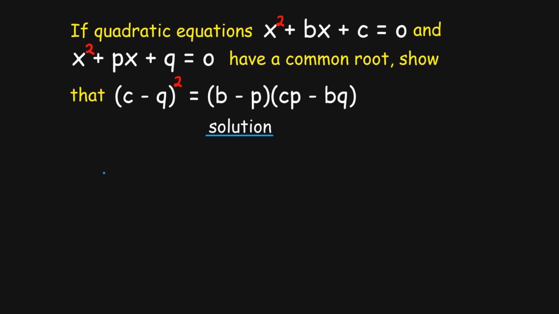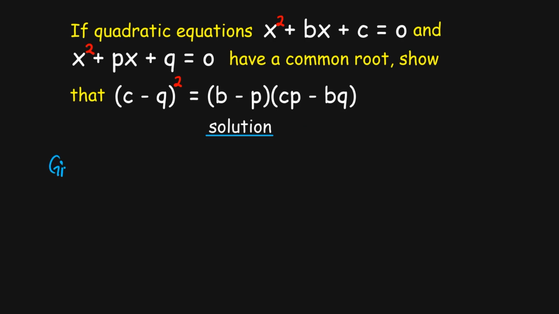Okay, let's go about this problem. If quadratic equations x squared plus bx plus c equals 0 and x squared plus px plus q equals 0 have a common root, show that (c minus q) the whole of it squared equals (b minus p) into (cp minus bq).